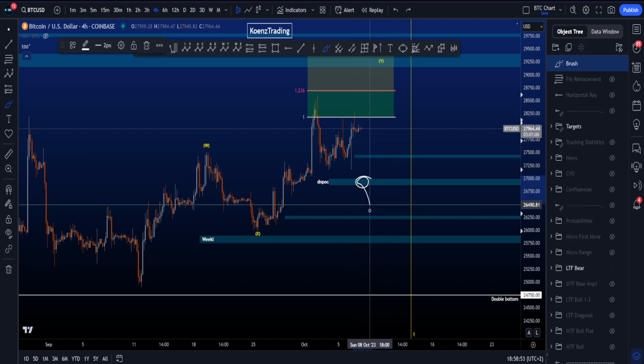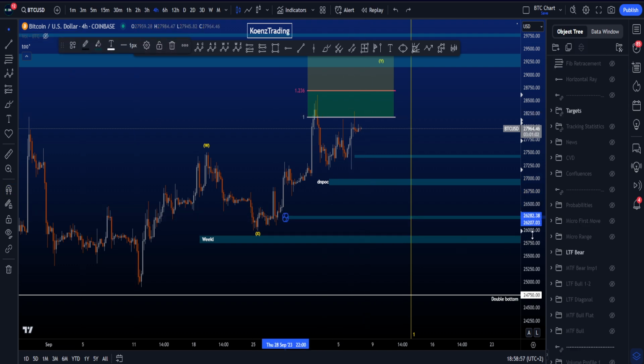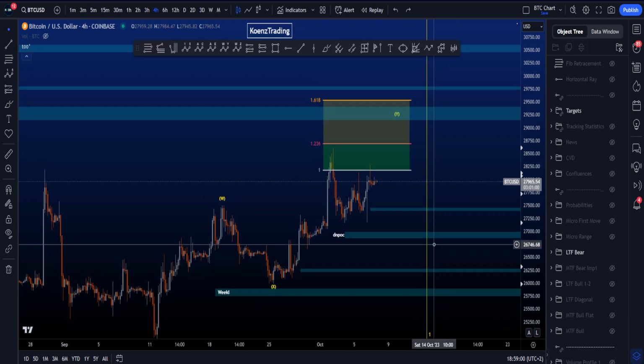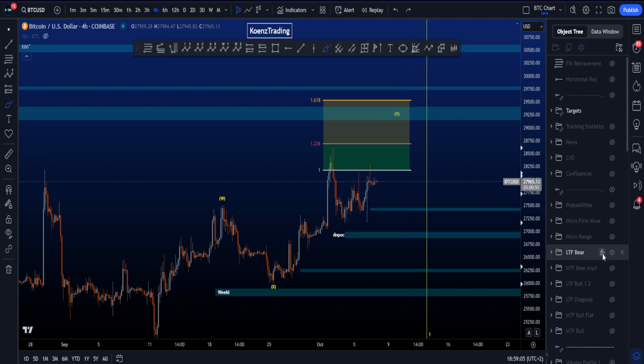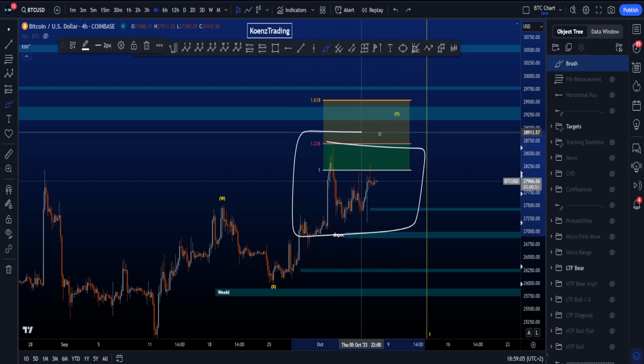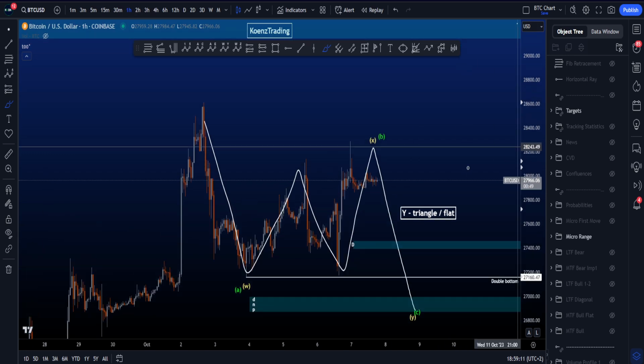If this doesn't hold, I'll be looking for this target box over here to the downside, sitting between 26.2k and 26.3k for then potentially that bounce to the upside, reaching 29.2k. If we then zoom in to this range over here, then this is currently what I am looking for.